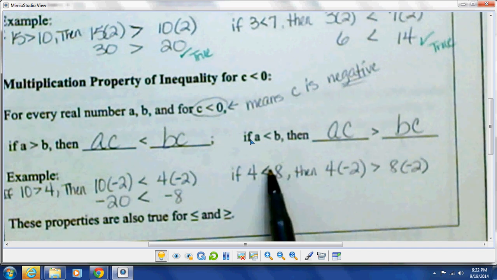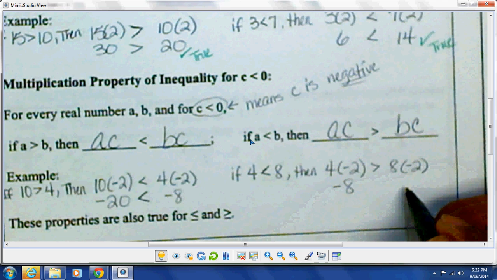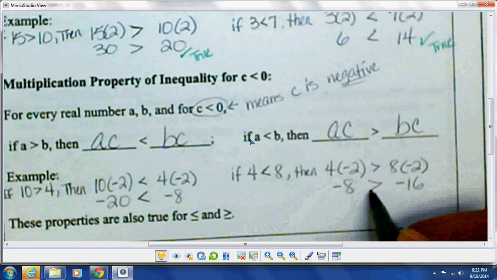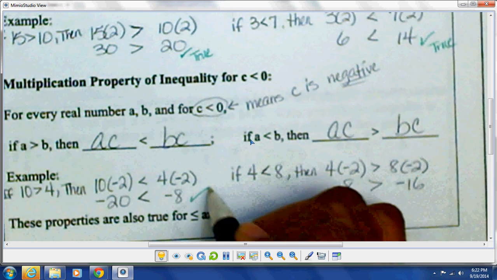If 4 is less than 8, then 4 times negative 2 should be greater than 8 times negative 2. So let's check to see if it's true. 4 times negative 2 is negative 8. 8 times negative 2 is negative 16. A negative 8 is greater than a negative 16. So therefore, both of these have checked to be true.